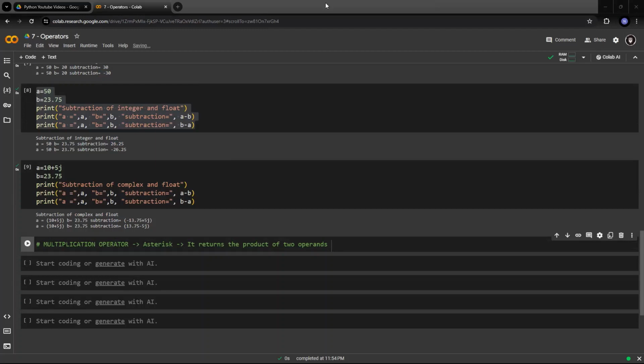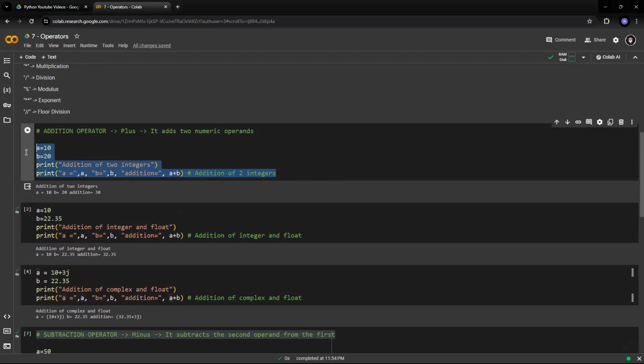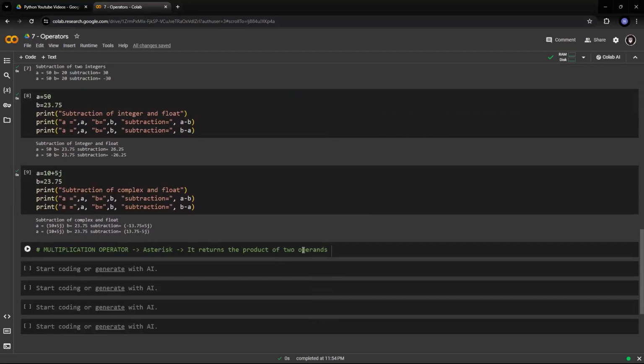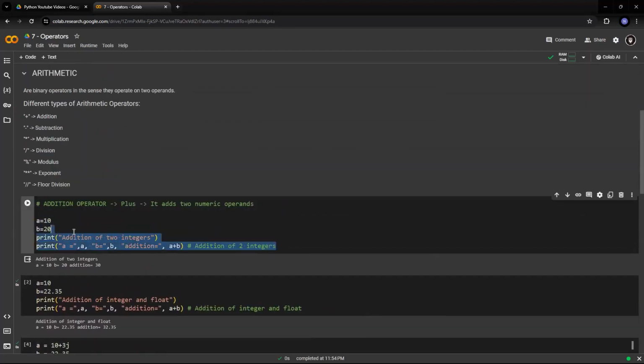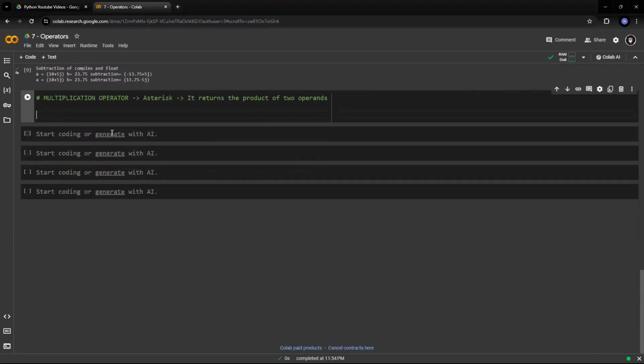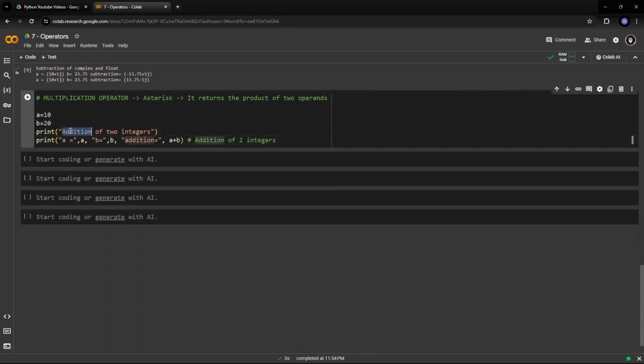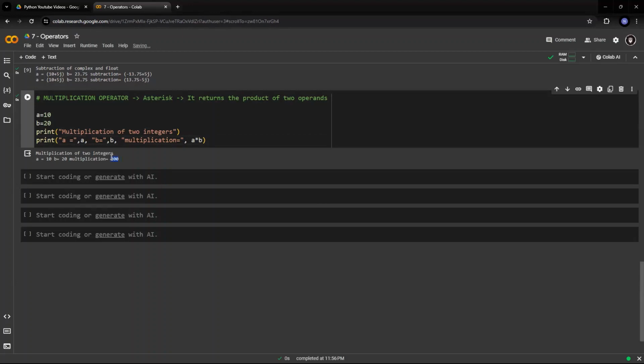So let's see it with an example. Let me take the same example as we have taken for addition. I'm going to take the same, A equals 20. So I am doing a multiplication of two integers. I have used an asterisk to multiply, and I have to write it as multiplication of two integers. So it should give us 10 into 20, that is 200. A into B.